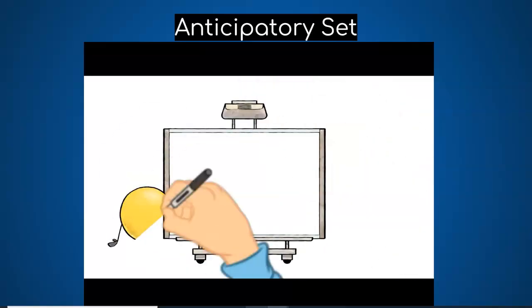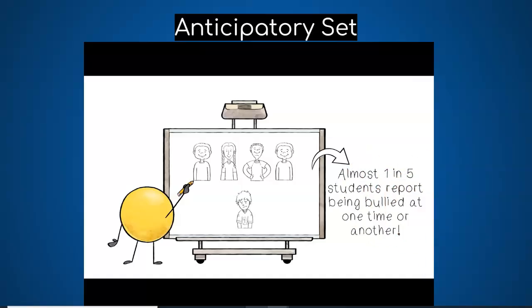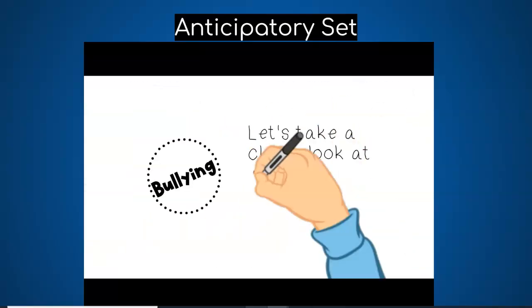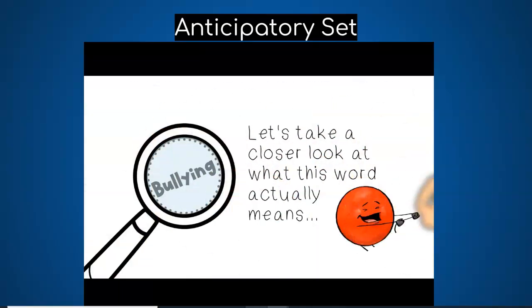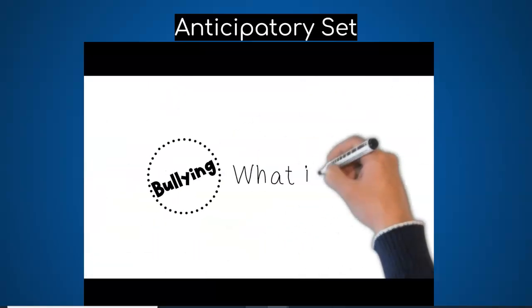Did you know that almost 1 in 5 students has reported being bullied at one time or another? And 41% of those students who reported being bullied at school felt like it might happen again. Bullying is a big deal and a big word that can get jumbled up. So let's take a closer look at what it means and break it down a bit.